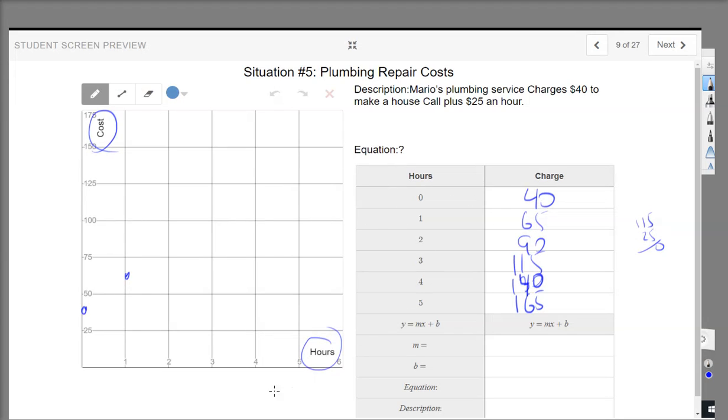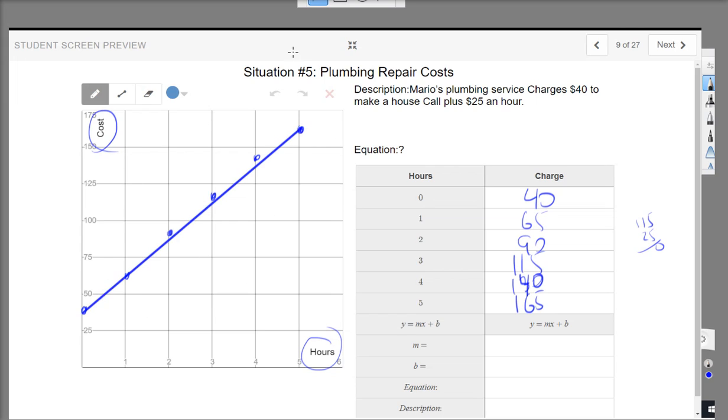I'm going to go ahead and plot those points real quick. They're hard to see. At 2 hours, you're going to pay 90. So we just kind of rough it. If he's there for 3 hours, you're going to pay $115. If he's there for 4 hours, you're going to pay 140. And after 5 hours, he's going to charge you 165. So that's kind of like that. If you join all those points, just do the best you can.